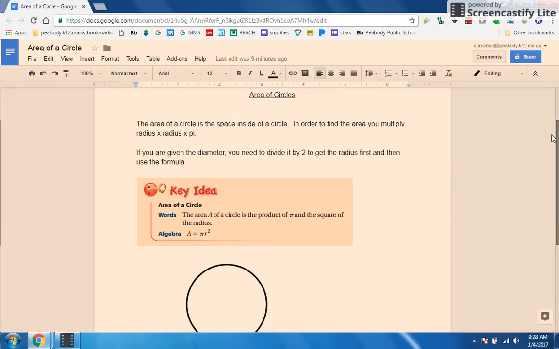On a test or on the MCAS or wherever you might see the formula, instead of it being written like I have here, radius times radius times pi, it's written like this: area equals pi r squared, which means pi times radius squared, which is the same thing as radius times radius times pi. You just have to remember that pi is 3.14.